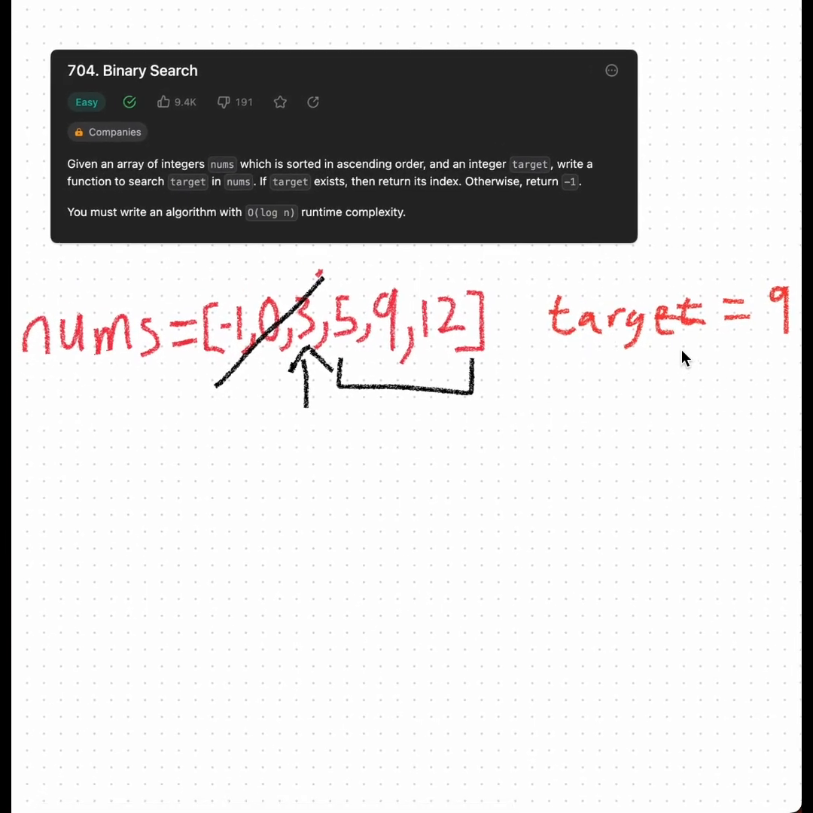Okay. So next, we have to look for the middle of our current search space, which is 9. 9 is our middle element currently. So look at 9. Is 9 equal to our target? Yes, it is. We'll return 4 since 4 is the index, or the position. That's 0, 1, 2, 3, 4. That's the position of 9. So you can see how easy this is. That's why it's an easy question.